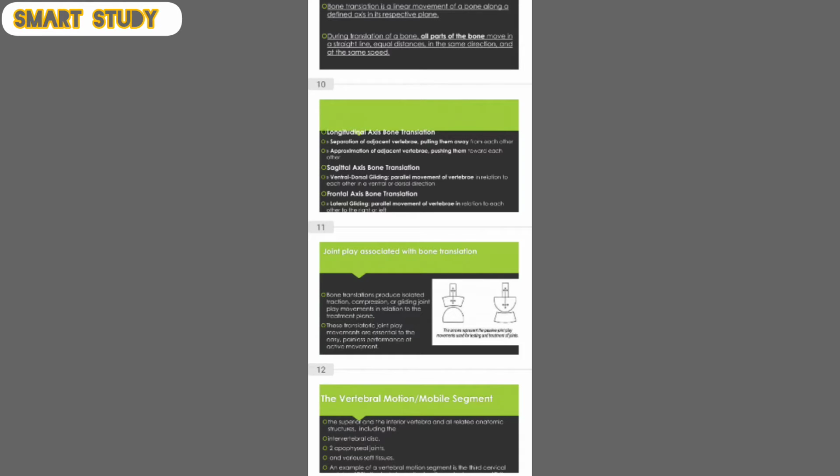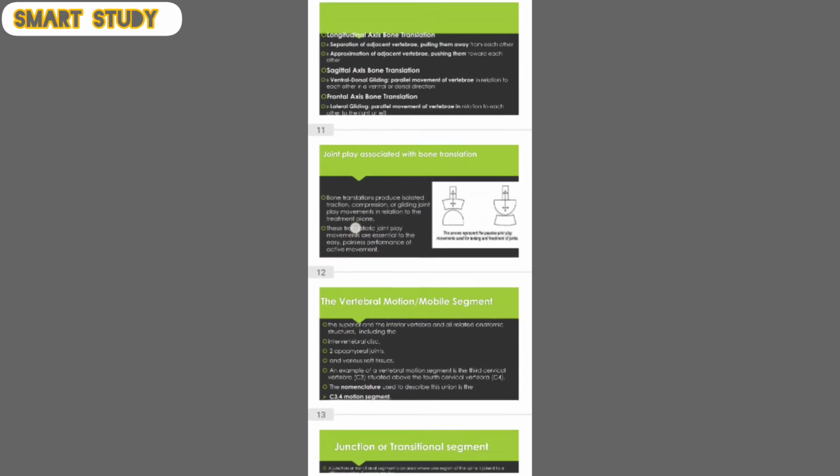In sagittal axis bone translation, ventral dorsal gliding means the parallel movement of vertebra in relation to each other in the ventral or dorsal direction. Next we have the frontal axis bone translation, which means the lateral gliding, parallel movement of the vertebra in relation to each other to the right or left.